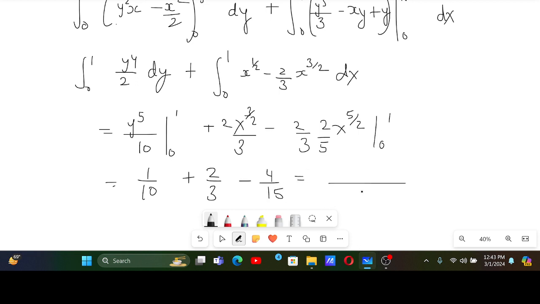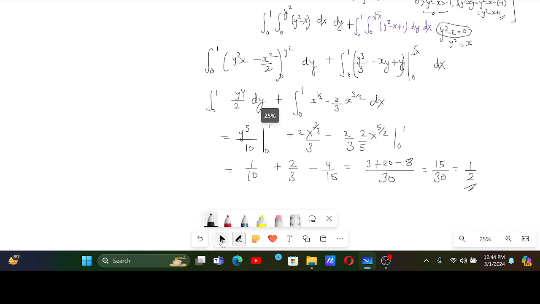Okay, now this is 33 plus 20 minus 6. Oh wait, not 6, 8. Now 20 minus 5 is 15 by 30. That's 1 by 2, which is the answer. So we solved this problem.